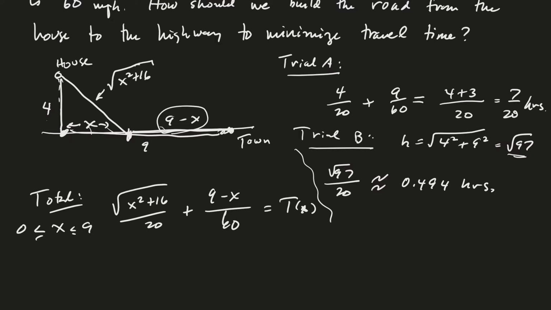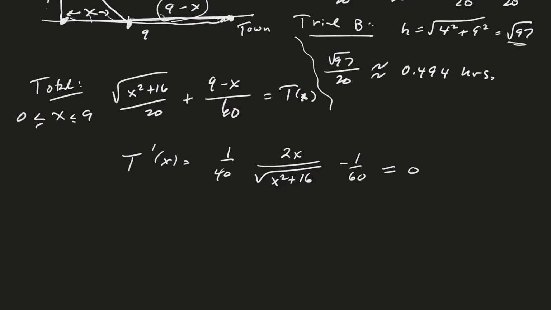We've already done the cases where x was 0 and 9, so we're just looking for the critical point in between. Let's go ahead and differentiate. T prime of x is equal to 1 over 40, 2x over the square root of x squared plus 16, minus 1 over 60, equals 0.